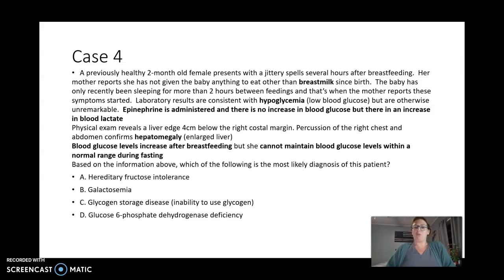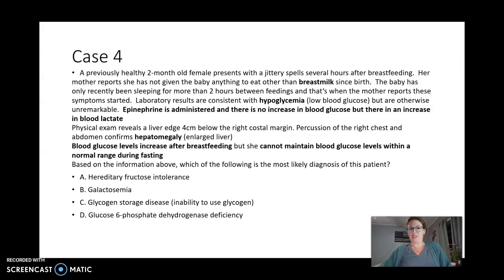The other thing that I did bold was the epinephrine that was administered. Epinephrine isn't present during the fasted state and is responsible for catabolic pathways. Different pathways activated by the hormone include glycogenolysis and glucagon-mediated lipolysis. So since the epinephrine caused no increase in blood glucose, but there was an increase of blood lactate, and lactate is produced when glycolysis enters the anaerobic pathway.